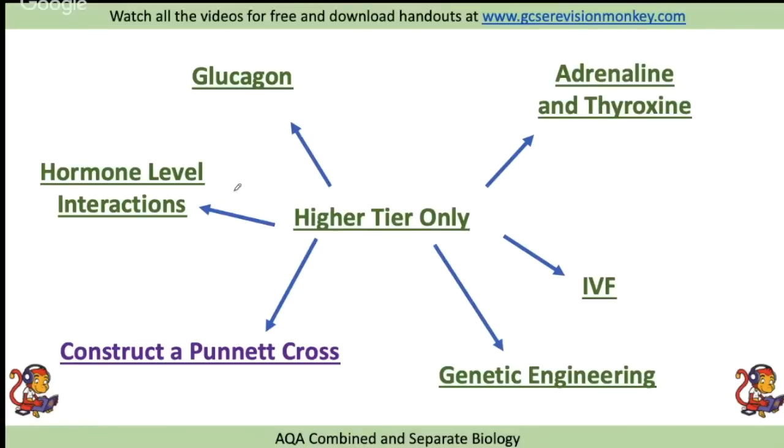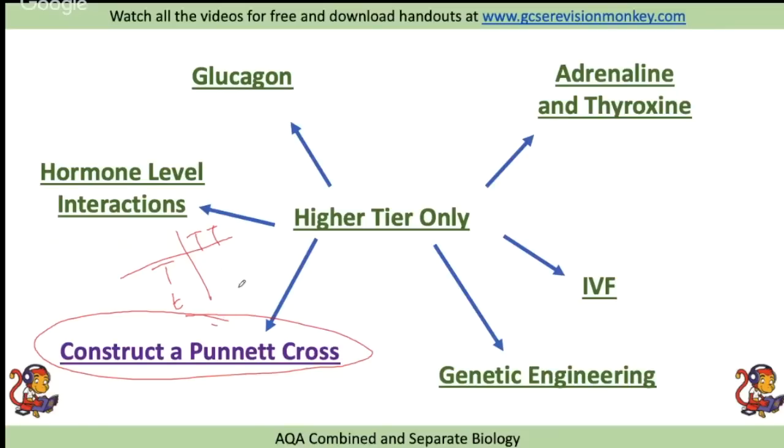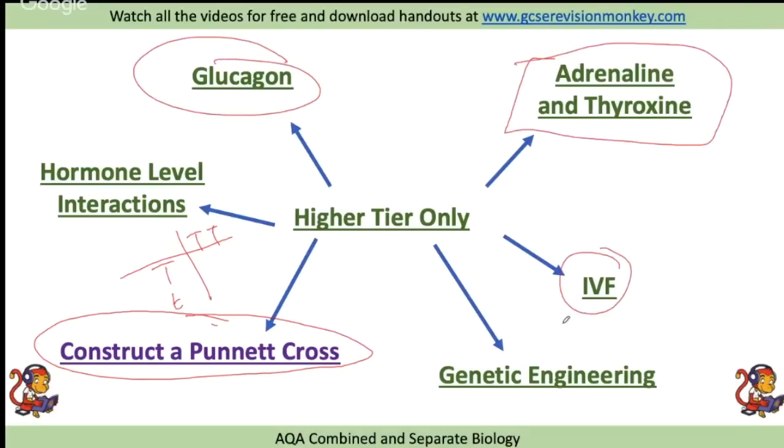Higher tier contents. You need to be able to construct a Punnett cross from scratch. So that's going back to crossing heterozygous or homozygous dominant or whatever it is, and drawing a Punnett square from the information given. We're not going to dwell on that too much, but just read the question carefully in the exam. We're going to look at hormone level interactions, glucagon, another hormone, more hormones again, adrenaline and thyroxine, IVF, and a little bit more detail on genetic engineering. So hopefully you would have had a nice summary of the foundation step of 4, and remember to concentrate on these bits because this is where your paper might stand out a little bit different from the others.